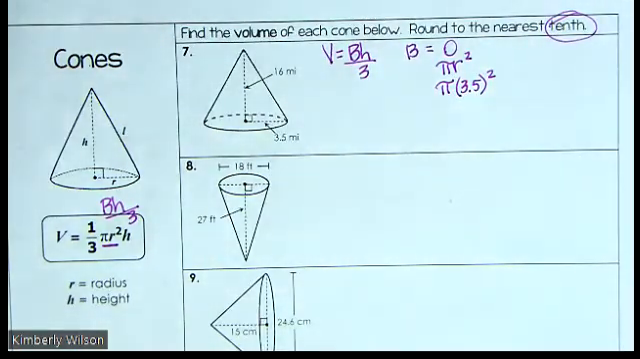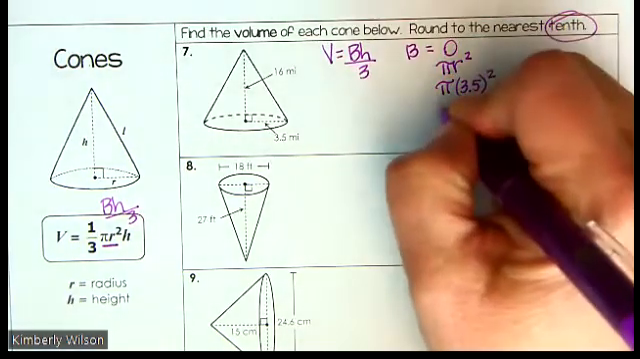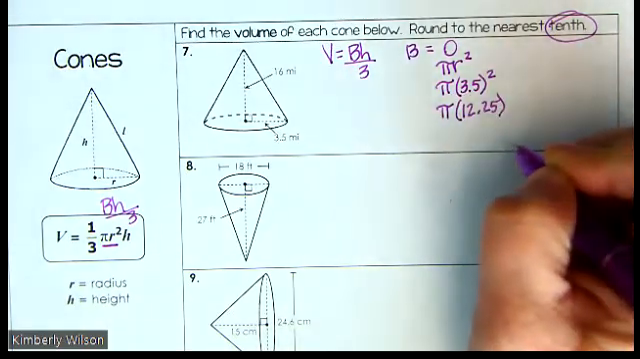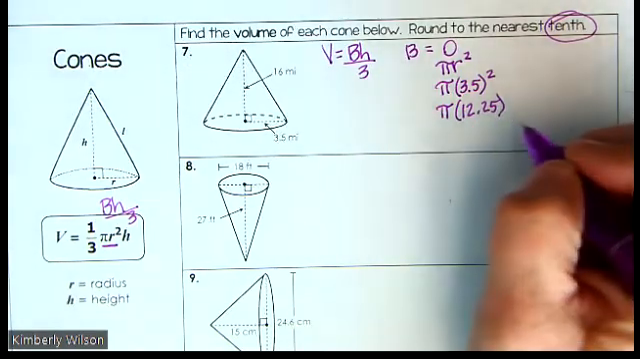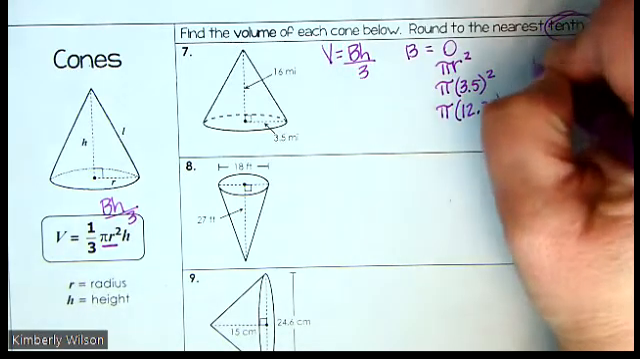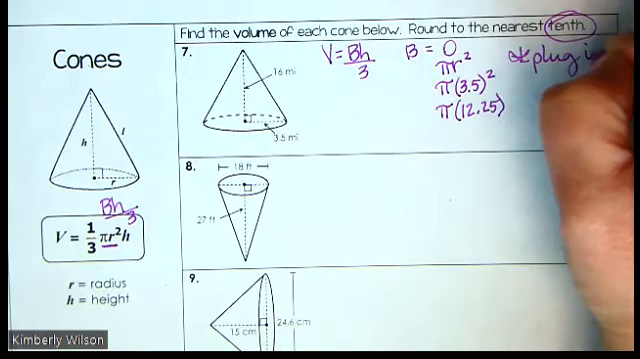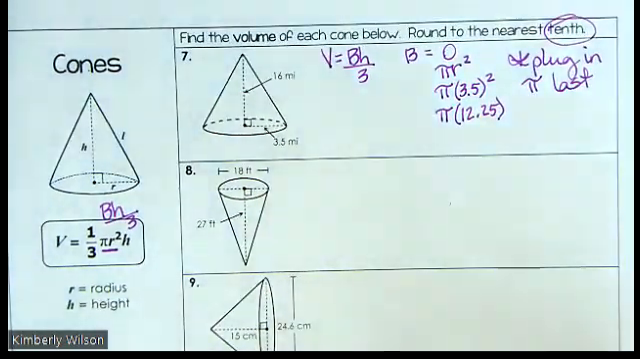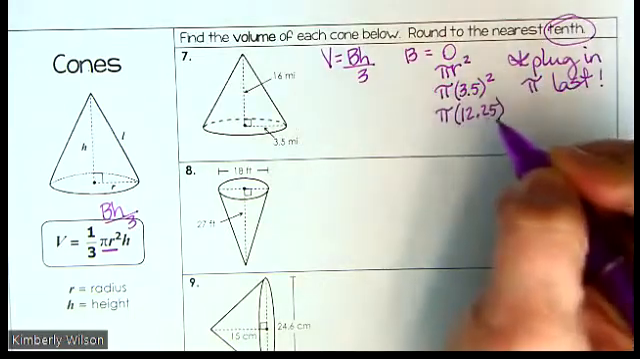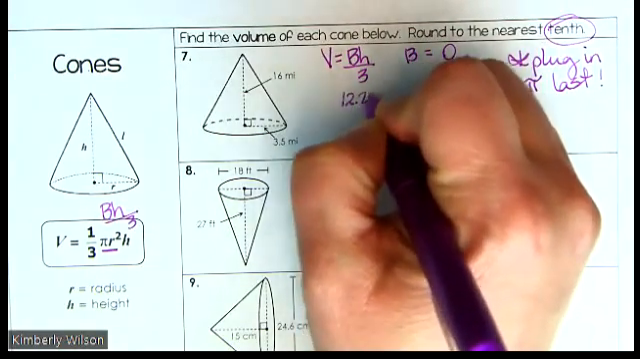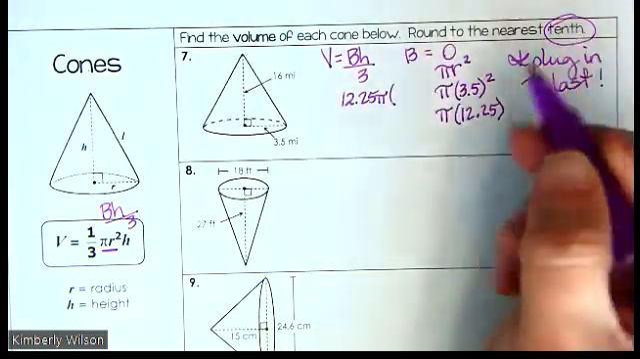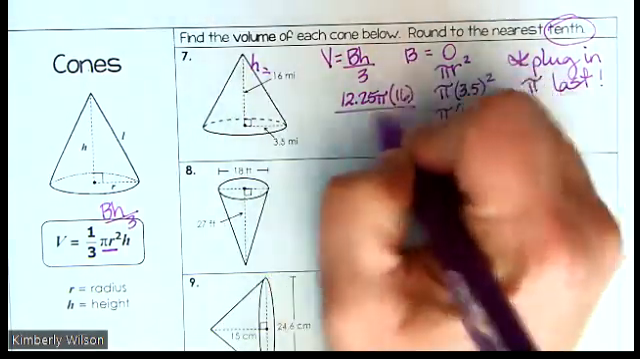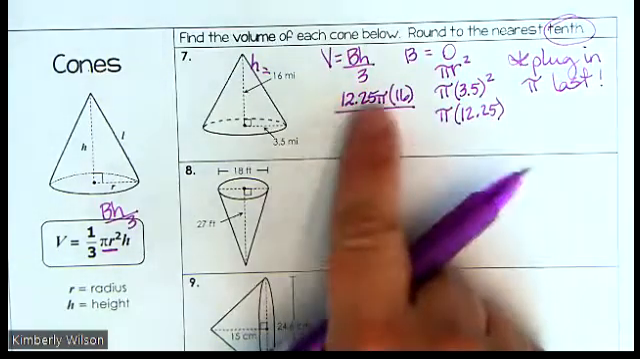So now I can come over here and do 3.5 times 3.5, which gives me pi times 12.25. Okay, so I'm not going to plug in pi until the end. Plug in pi last. Okay. So this means I'm going to have 12.25 pi times, this is the height of the cone, 16 all over 3.